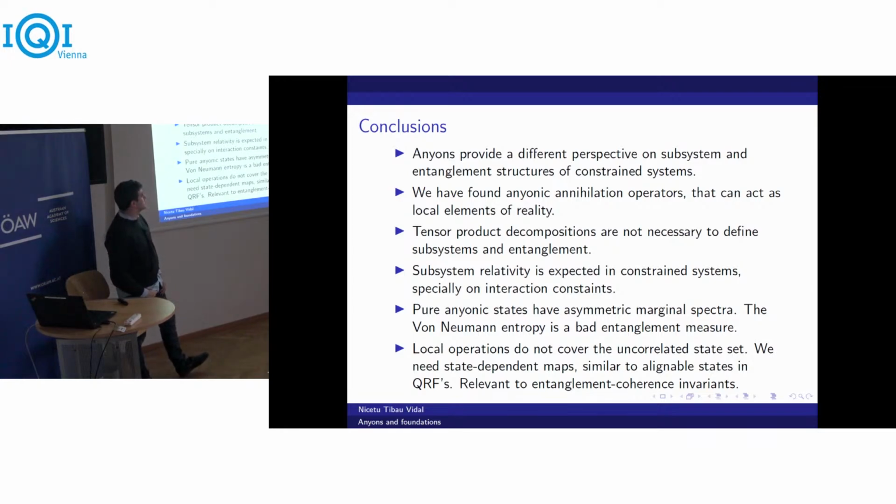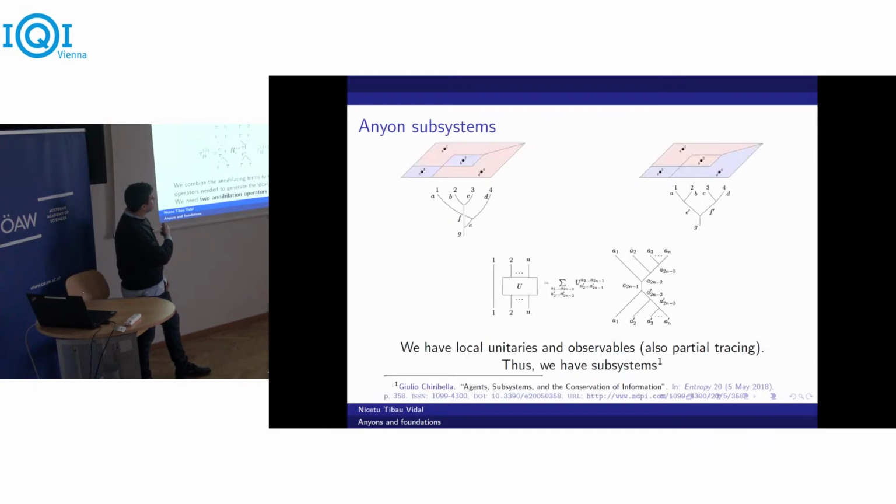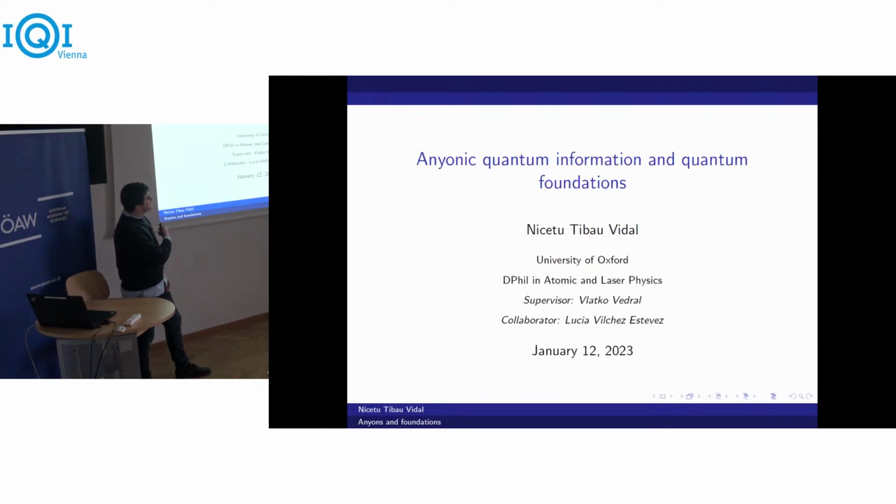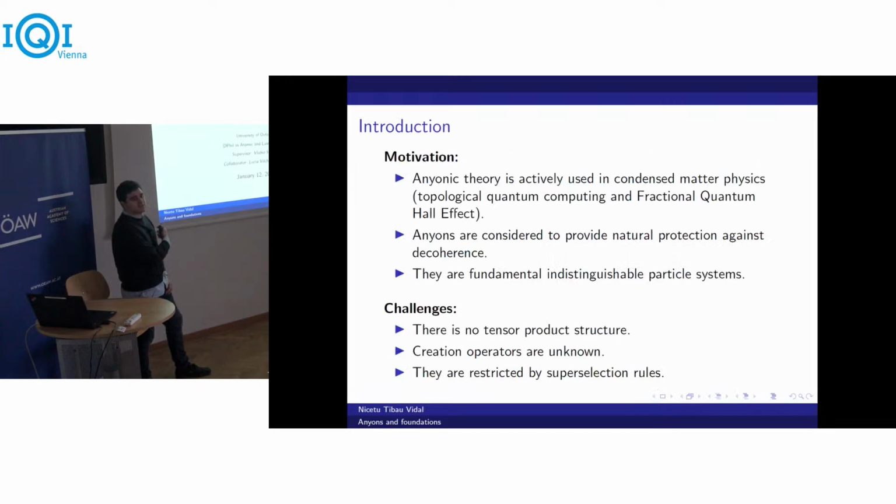It's true that anyon systems have been known for 20 years. However, they are used to encode quantum information. They are not that much studied from the quantum information perspective as systems in their own right, just as encoding spaces to use their topological properties.